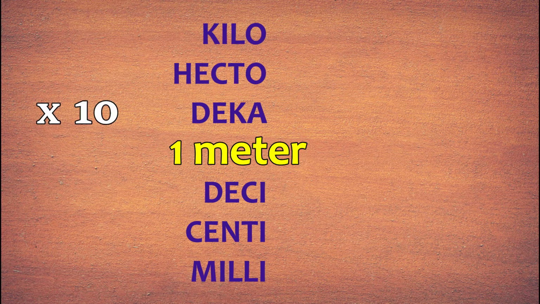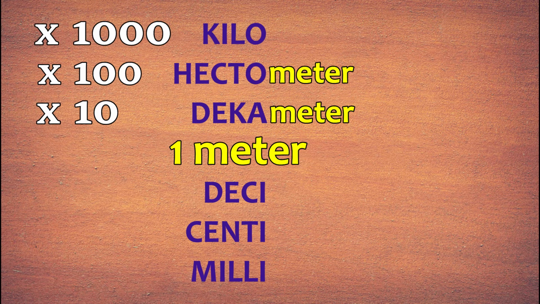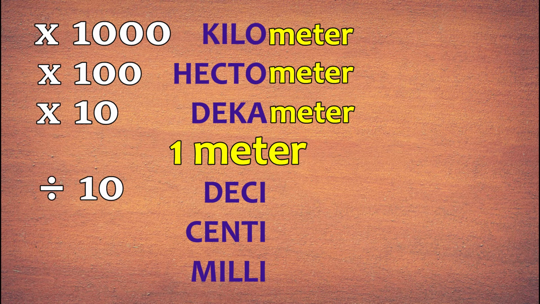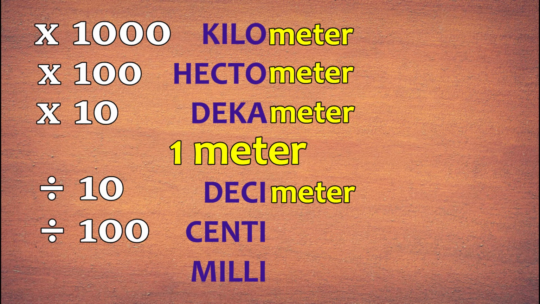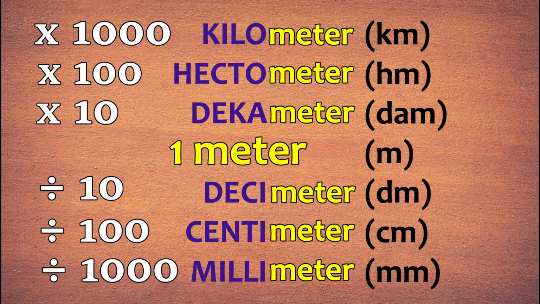The unit that's 10 times bigger is called a decameter. The unit that's 100 times bigger is called a hectometer. And the unit that's 1,000 times bigger than a meter is called a kilometer. But this system also has prefixes to define units that are smaller than a meter. The unit that's 10 times smaller is called a decimeter. The unit that's 100 times smaller is called a centimeter. And the unit that's 1,000 times smaller is called a millimeter. We can also use their SI symbols.